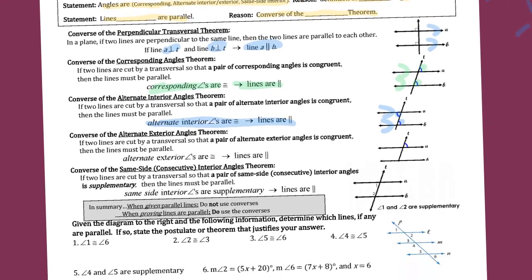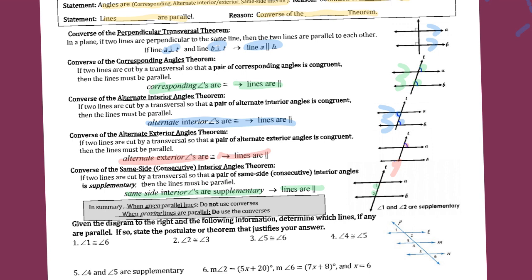Next one. If you have alternate interior angles that are congruent, oh, that's exterior, sorry. Alternate exterior angles that are congruent, and I kind of cut one off, so it's down here. If you have alternate exterior angles that are congruent, well, then guess what? Your lines have to be parallel. Okay, so for them to be congruent, the lines have to be parallel. And then the converse of the same side interior would be if the sum of those two angles is 180, or if the same side interior angles are supplementary, then guess what? These lines have to be parallel.